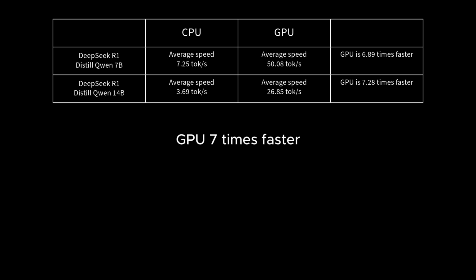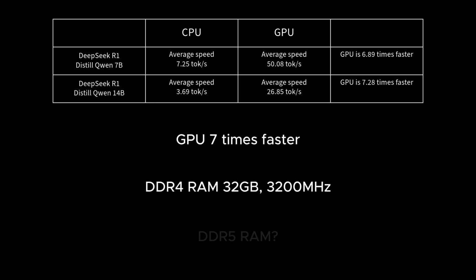It's worth noting that these tests were run with DDR4 RAM. My estimate is that the CPU performance would be 10 to 20% faster with DDR5 RAM. If anyone watching has a similar system with DDR5 RAM, ideally with an 8-core or comparable CPU, I'd be very interested to see your results.